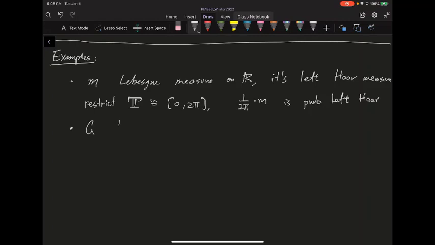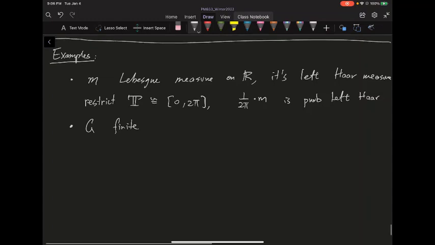If your G is finite, it's quite easy to see that the Harmonic measure basically puts the same mass on every single element. So your mu of each element g is equal to 1 over the cardinality of your group G, and that's the probability Harmonic measure. So it's also a left and right Harmonic measure, so I'll just say Harmonic measure. All right, so those are some fairly simple examples.